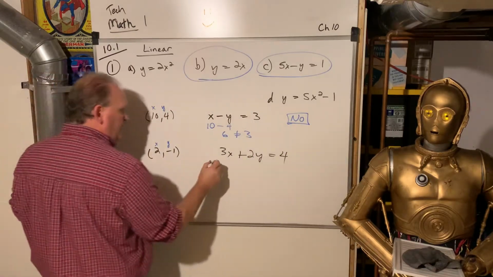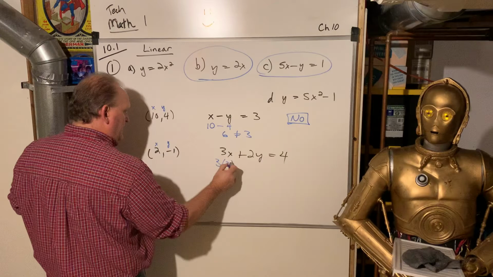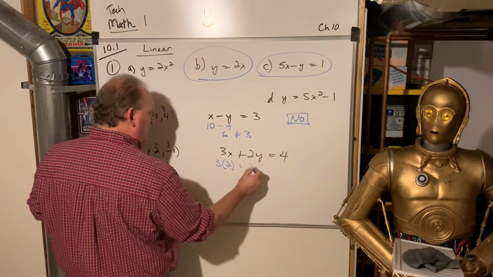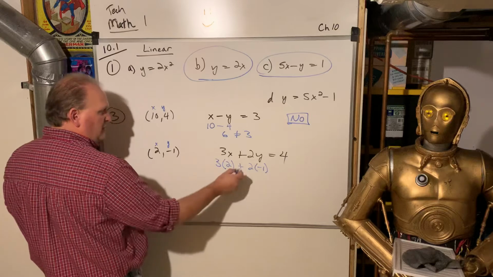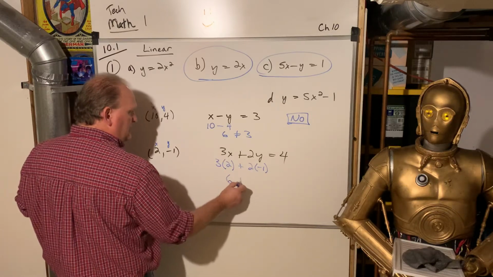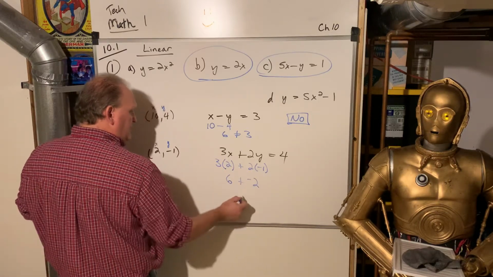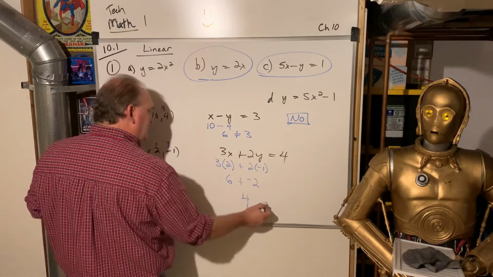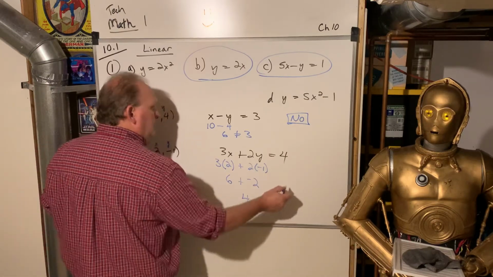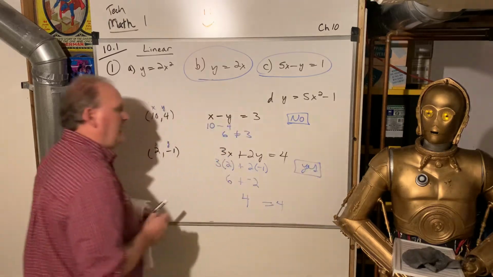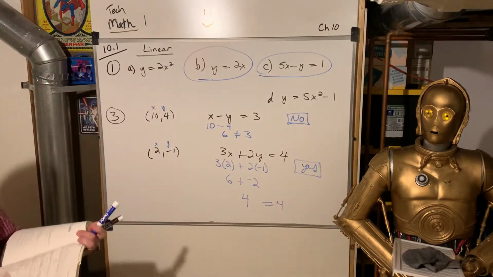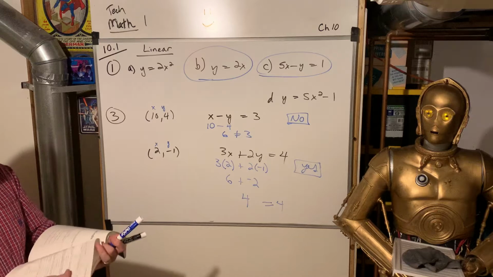Let's try it with this one. We put a 2 in there for the x, we put a -1 in there for the y, and now we have to do order of operations, so we multiply before we add. So 6 plus -2 is 4. 4 does equal 4, so that one is yes. That point does lie on the line, and it is a solution. Alrighty.